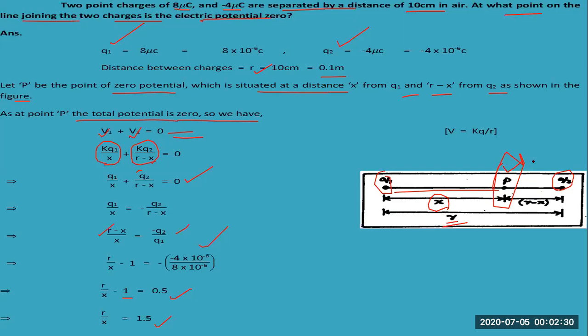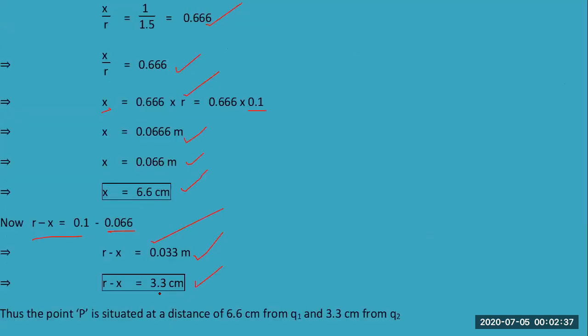We have calculated the potential at both of the points, and then finally we have calculated the value of x here, and then we have concluded the distance of the position between the two. Here it is 6.6 centimeters from Q1, and it will be 3.3 centimeters from Q2.